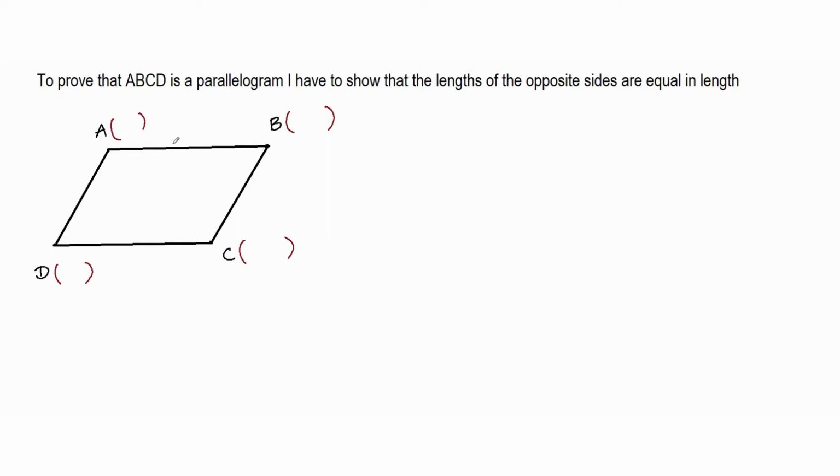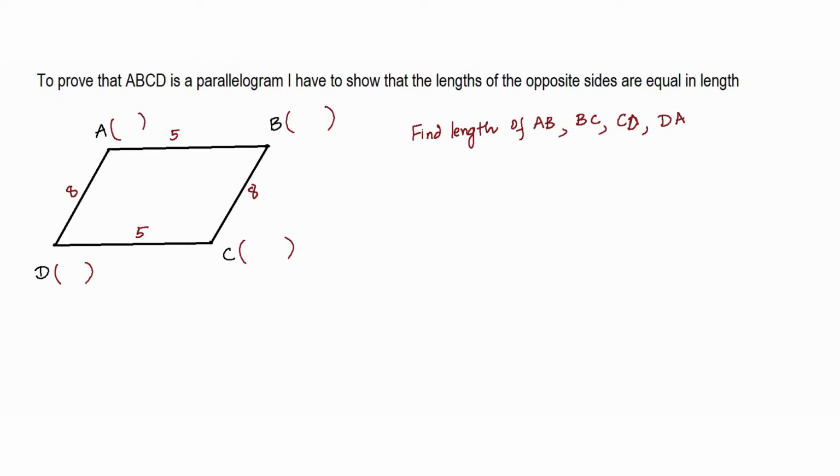What I can now do is find the length of AB. Then I can also find the length of BC, the length of CD, and then the length of DA. Suppose these lengths come out to be 5 units and 5 units. So assume that AB and DC both come out to be 5 units. This is just an assumption, and assume that AD and BC also turn out to be 8 units each.